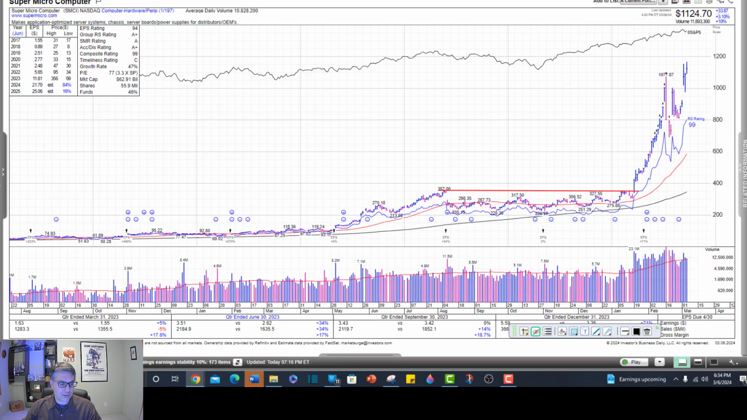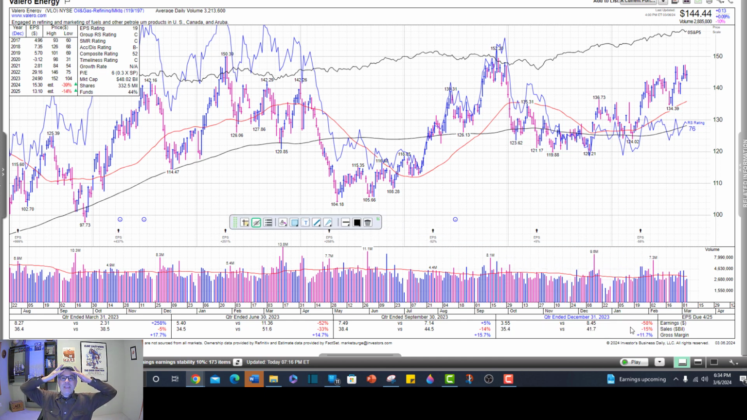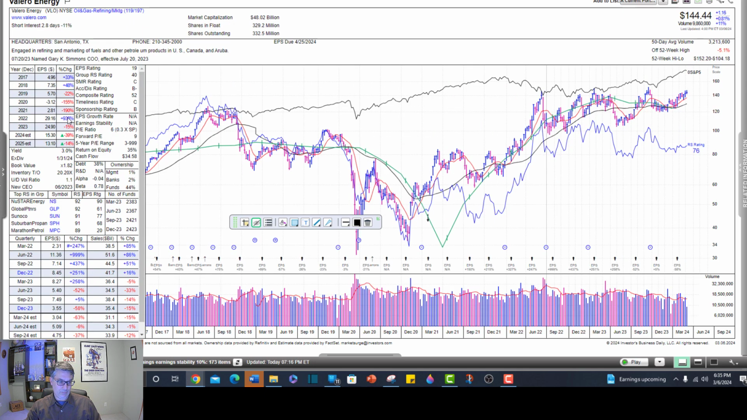Let's look at the numbers. VLO. Refiner. Numbers are poor. Yeah, and that's often the case. Often energy stocks are going to move before their earnings and sales numbers are strong, and then they tend to top when their fundamentals look great. Very profitable company, though. Look at that, $15 a share. 3% dividend. Hey, that's nothing to sneeze at.